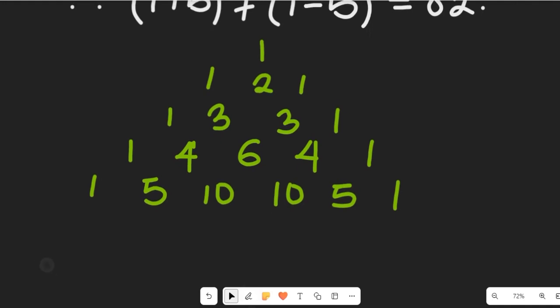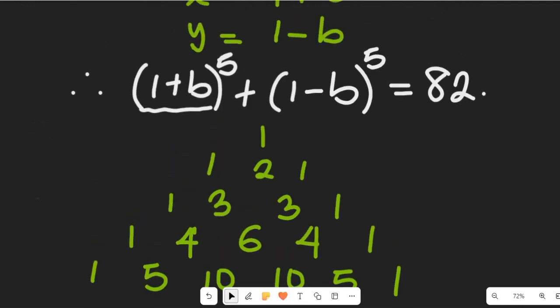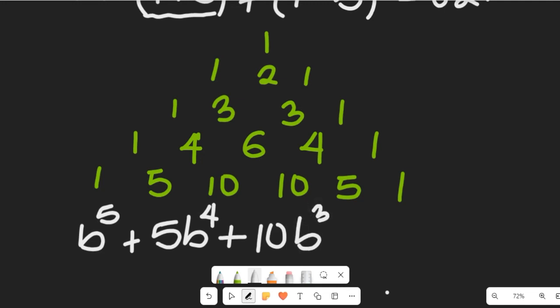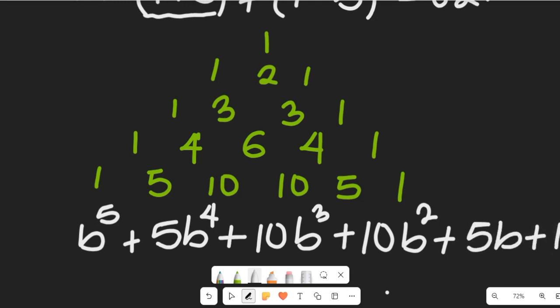Now, considering the fifth power of that equation, the first part, which is 1 plus b, is going to give us b to the power of 5, plus 5 multiplied by b to the power of 4, plus 10 multiplied by b to the power of 3, plus 10 multiplied by b to the power of 2, plus 5 multiplied by b to the power of 1, plus 1, right?